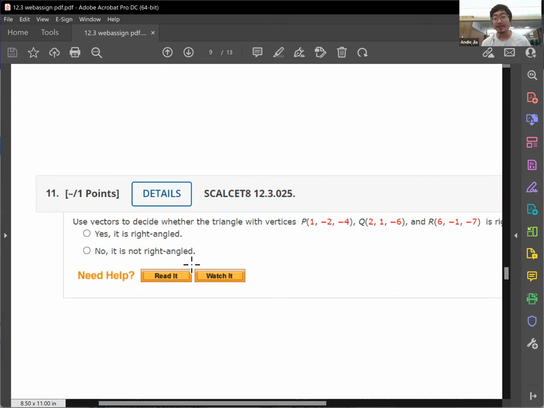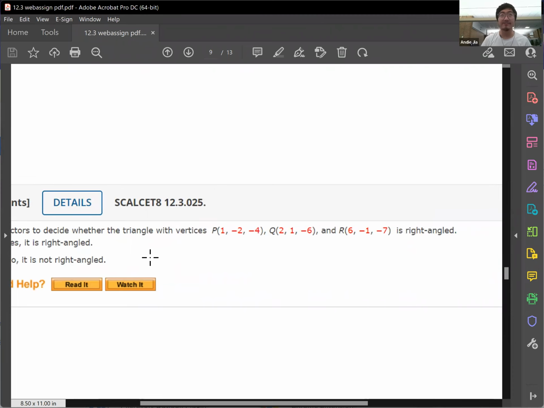Number 11 is the same process as 9 and 10. Just make sure you find the magnitude and then use the dot product. If the dot product of any two of the three vectors is zero, then they're perpendicular and one of the angles is 90 degrees. Right angled means one angle is 90 degrees, so it's a right triangle. Otherwise it is not a right triangle.